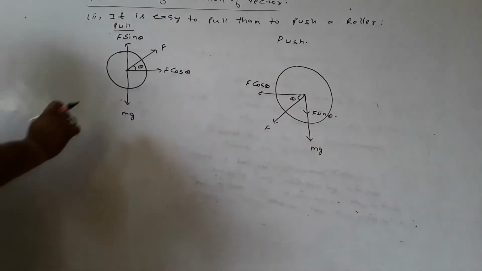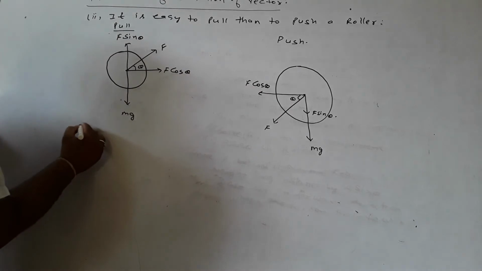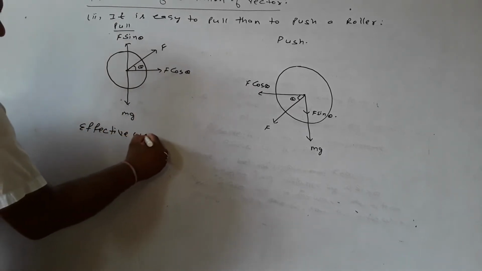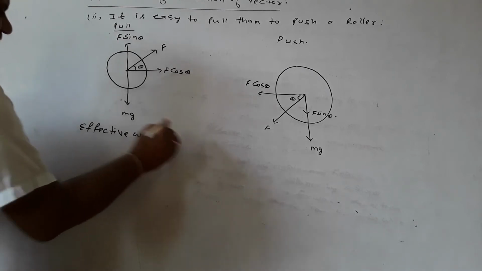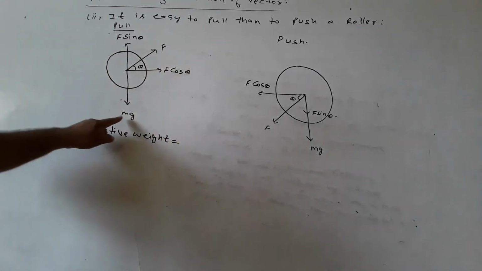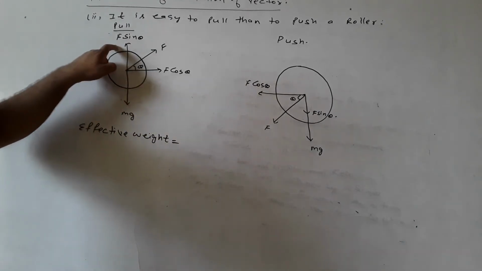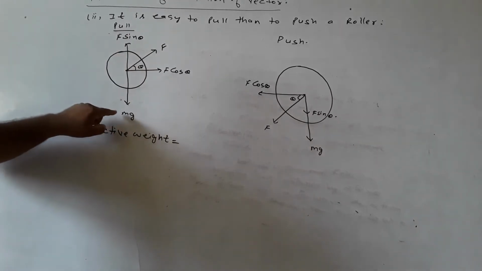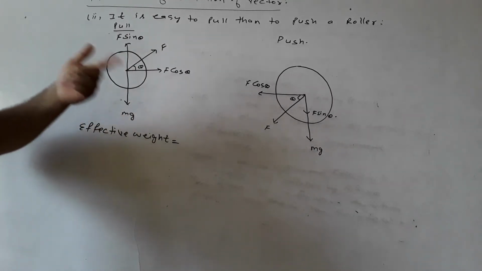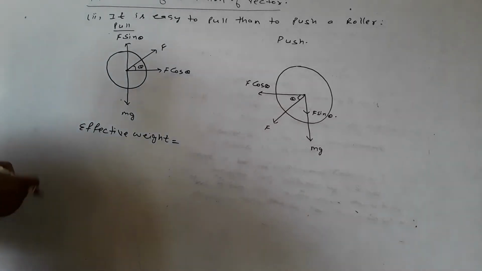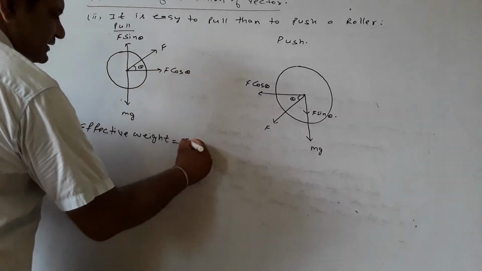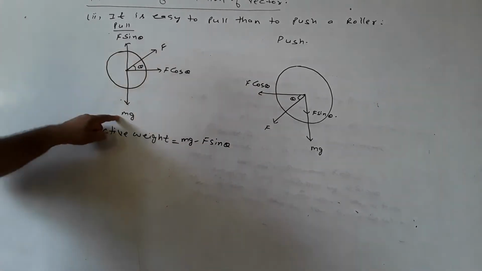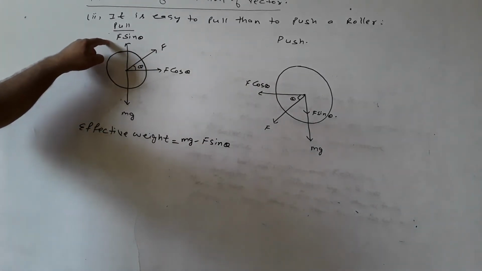Now, we have to find the effective weight. Here mg acts downward and F sin theta upward. They are in opposite directions. The weight is much larger than the force applied. So we can write here effective weight is mg minus F sin theta, because mg and F sin theta are in opposite directions.